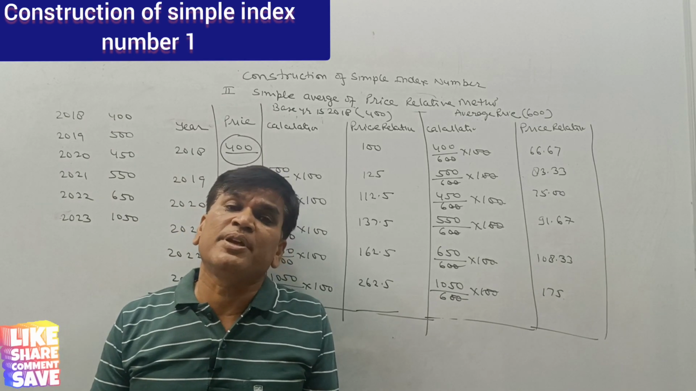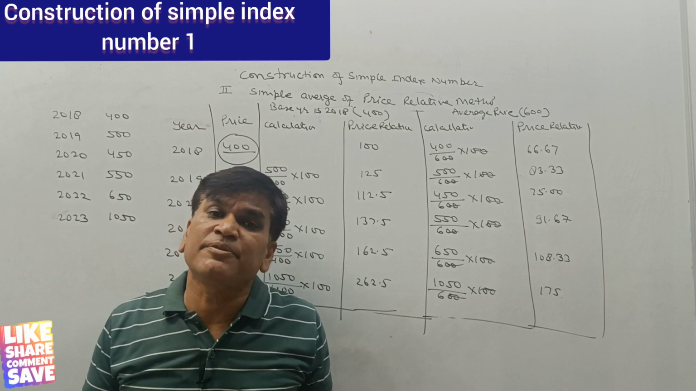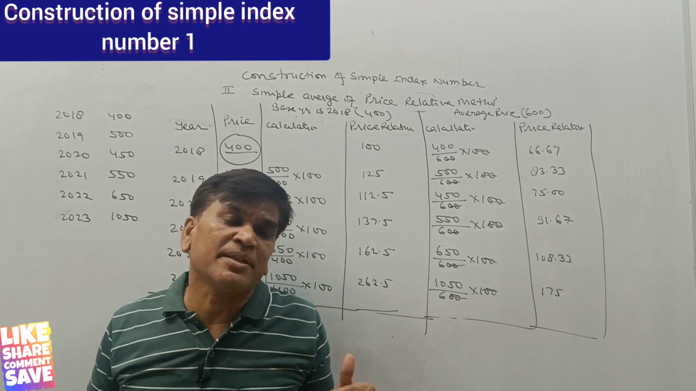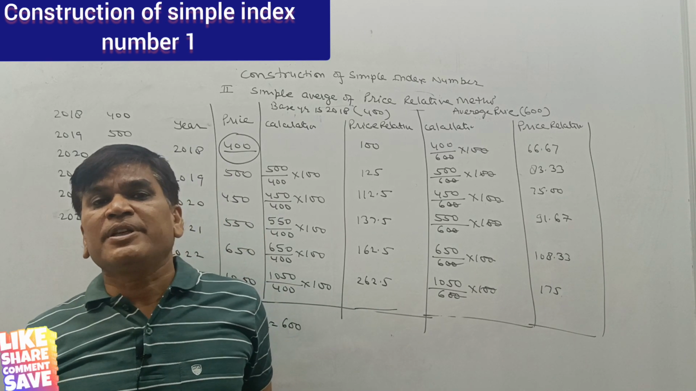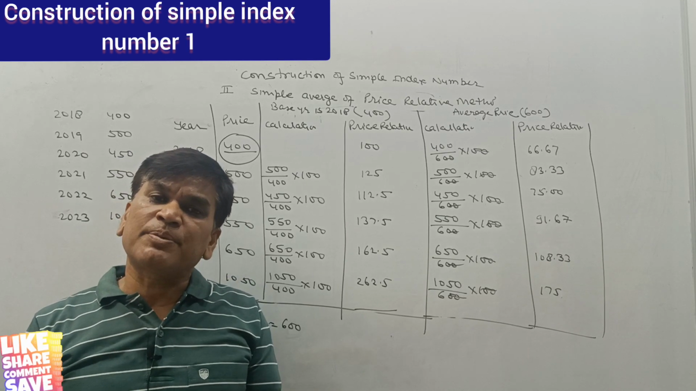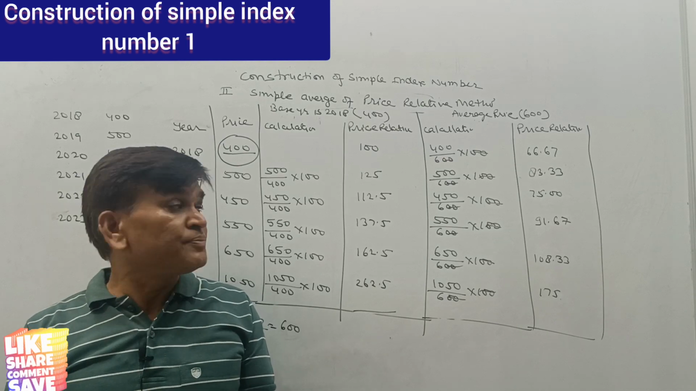The very first question we have done, that is called the simple aggregative method. In that method we have to use only the totals of price, base year price and current year price. We took 2021 as the base year and calculated the index number for 21, 22, 23 and 24.